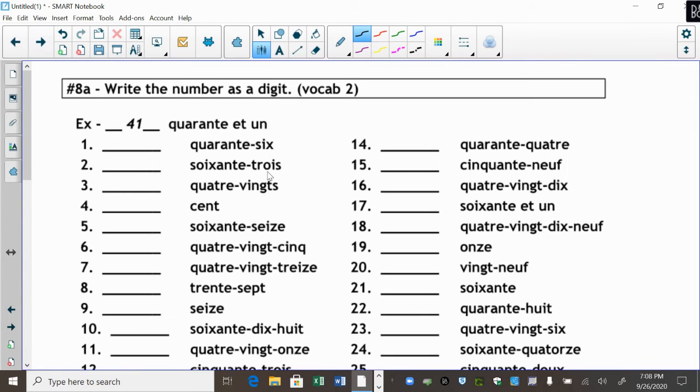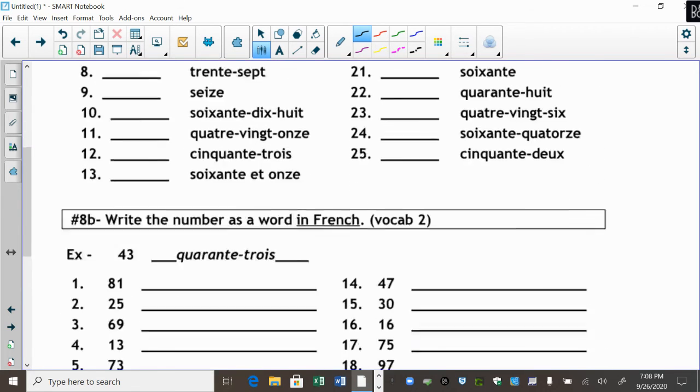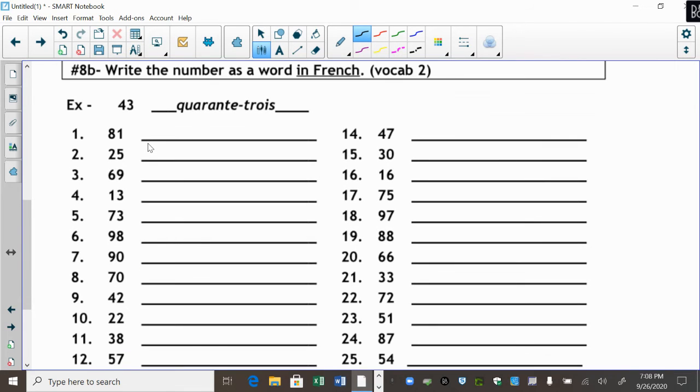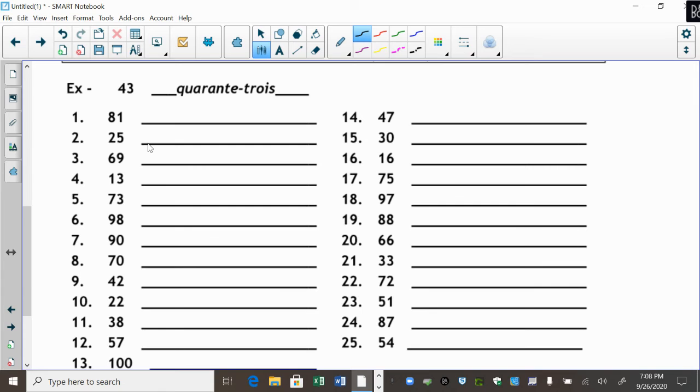On page 8, you are just writing in what they are as a number. So the example is 41, so you write 41. 46, you just write in the digit 46, right? And so on. And then down here, you're practicing writing them out as words, all right? So you really need to use your vocab 2 as a reference so you can spell things correctly. 81, 4, 20, so those are hyphens, all right?